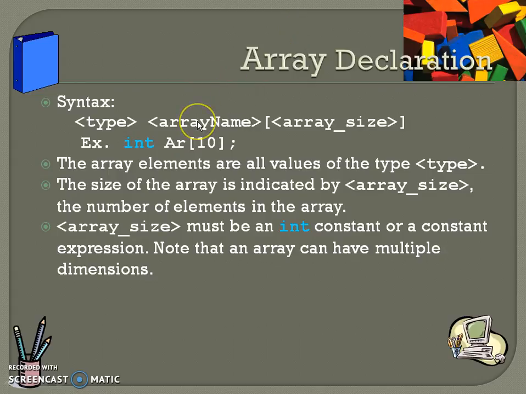Second, we have to give a name to the array. The name should not be any keyword of C. It should be a unique one defined by the user. Then within the square brackets we have to declare the size of the array. This is the maximum number of elements you are going to store inside that array. So these three entities are mandatory to declare an array.